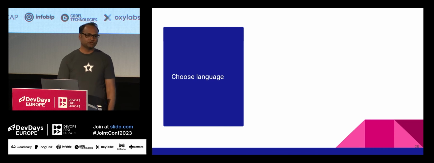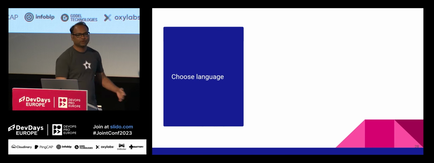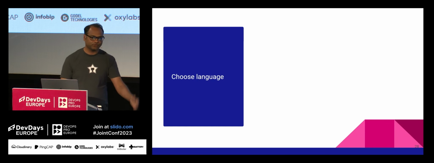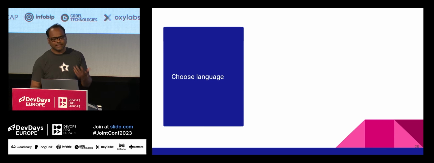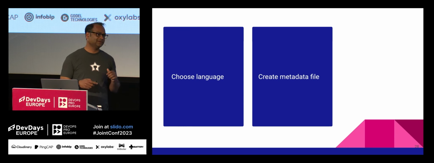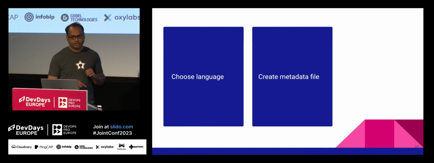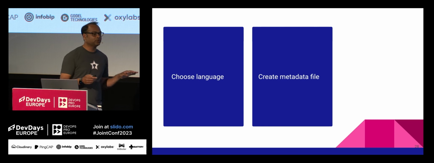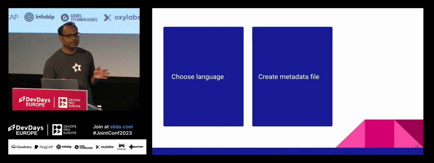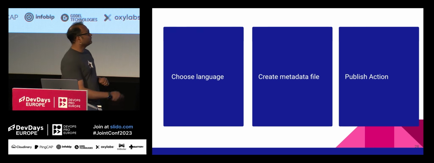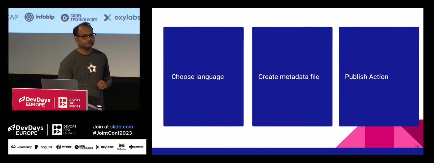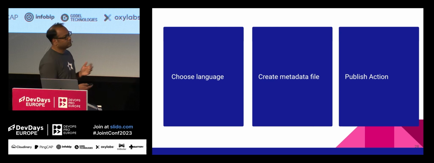Of course you have to choose a language, whether you want to write it in JavaScript or TypeScript, because it supports both. Most of the developers we know love TypeScript, so you can go ahead and choose TypeScript for this. And there is a repository, a template, so you don't have to reinvent the wheel again. GitHub Actions has already taken care of you. They have a repository, I'll share the link. The next step is to create a metadata file. The metadata file will have information about your action, and then you publish your action.